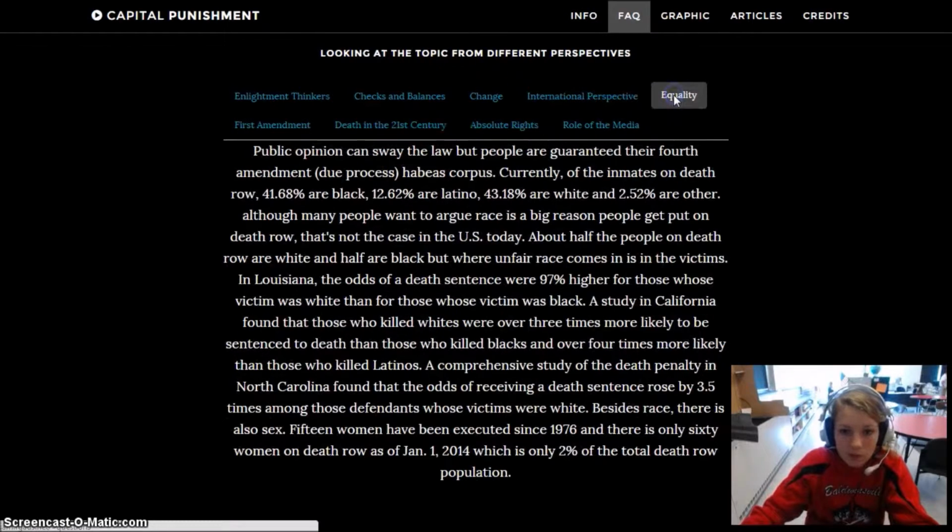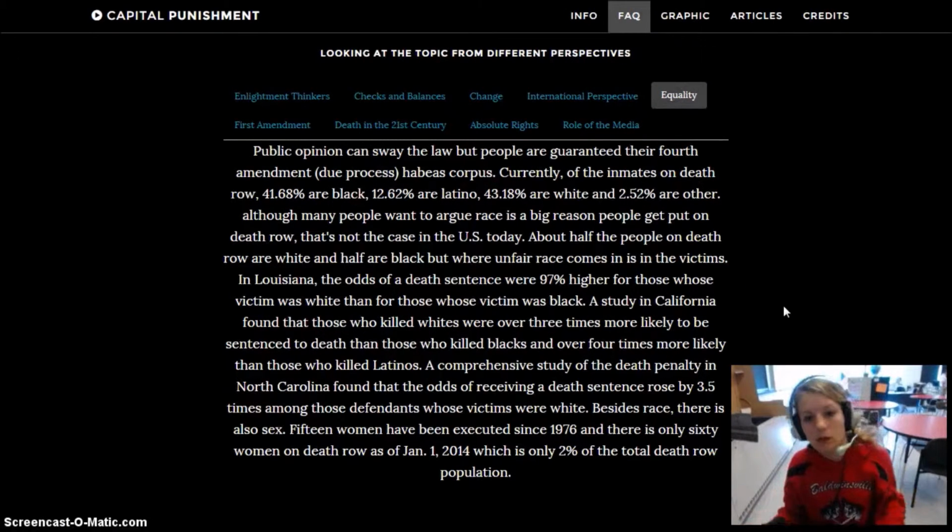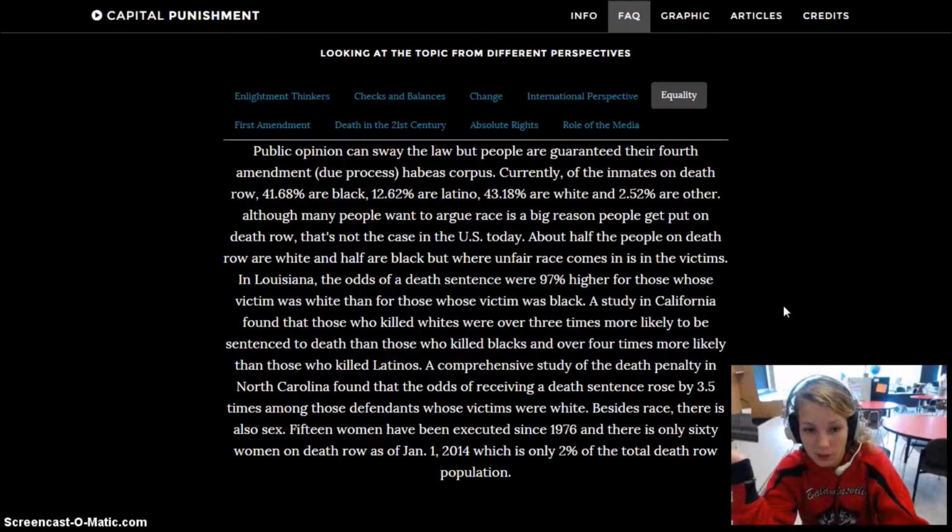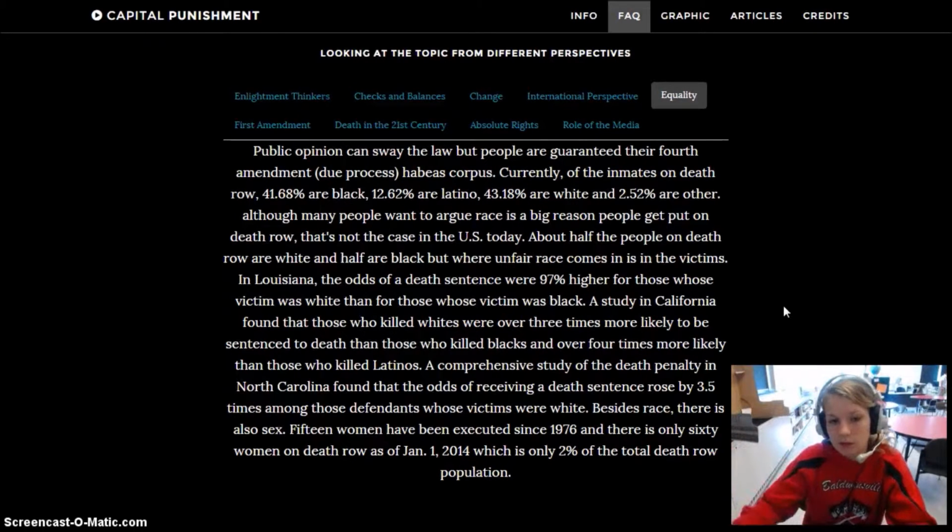Now if we go to equality, it starts talking about, which the graphic shows too, the racism behind it, which nowadays is not as bad, except when it comes to the victims. If the victims are white, people tend to get the death penalty more than if they killed someone who was black, Latino, or other. But the criminals being sent away are all black or white, mixed together, about half and half.